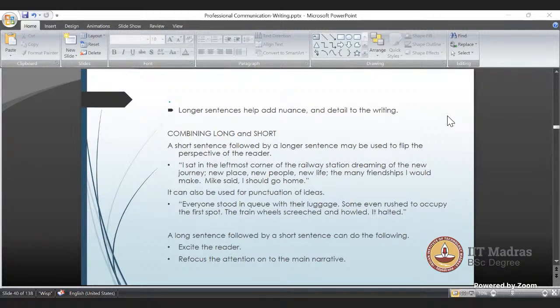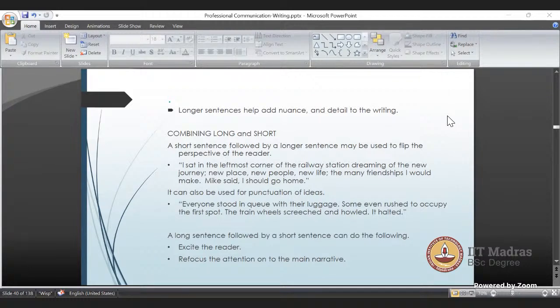It's opposite to it. So while you read it as a reader, you begin with the impression that there's a person who's embarking on a new journey. They are dreaming about new places, new people, new life, and then the usual expectation would be that the sentences that would follow would tell you something more about where this person wants to go, what kind of people he or she wants to meet. But look at that short sentence that comes after it. Mike said I should go home, which means contrary to what we were expecting, the journey didn't happen. The journey did not happen, and the person had to go back home. So as Bhavin identified.